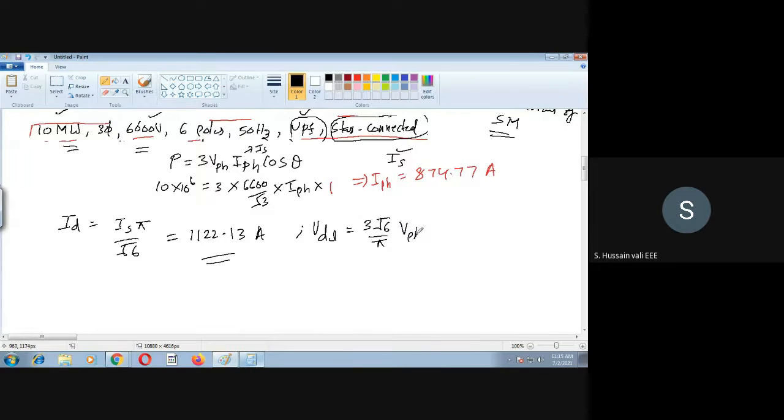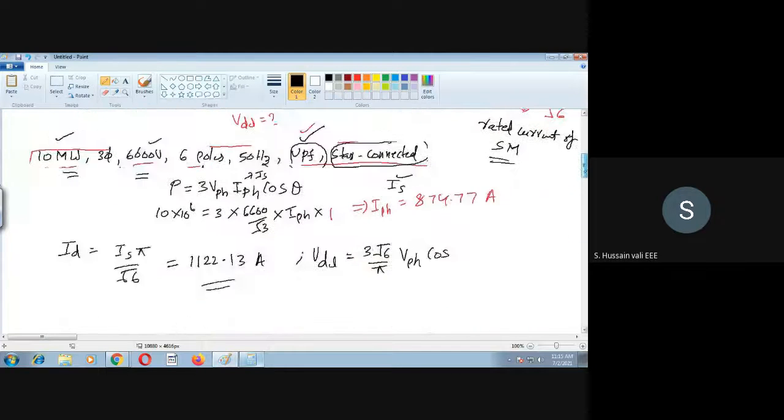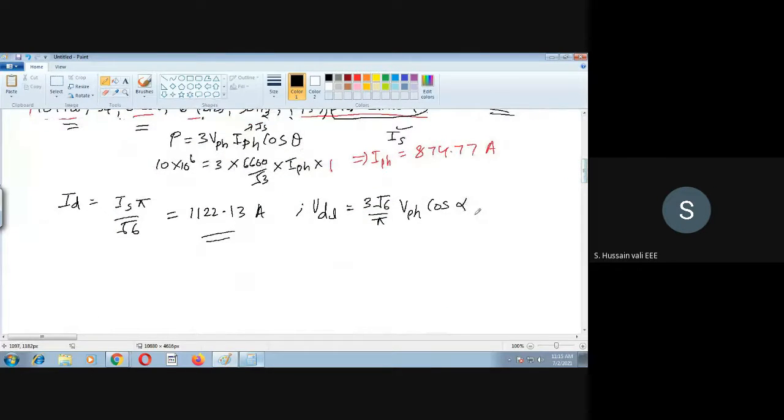into once again V phase into cos. Better I will write some other symbol because here I have used theta already. Yes, I have used alpha. I will write here alpha L, load side. Then we will substitute here 3 root 6 by pi, and find out one by one. To find this, first of all, what you require is the phase voltage. This is the phase voltage. It's important.